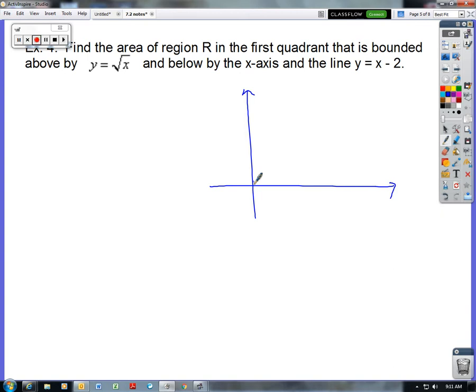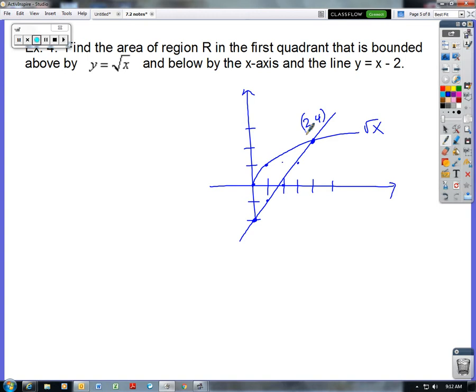So we've got y equals root x. I'm going to graph this by hand carefully. So the square root of 1 is 1, square root of 0 is 0, 1, 2, 3, 4. Square root of 4 is 2. And then the line y equals x minus 2, up 1 over 1, up 1 over 1, up 1 over 1, and then up 1 over 1. So they're crossing right here at 4, 2.